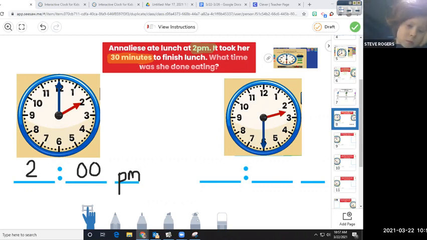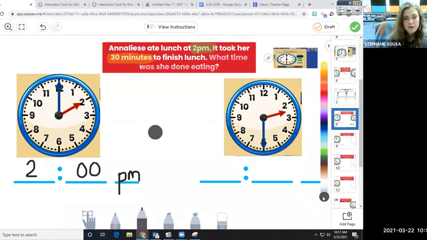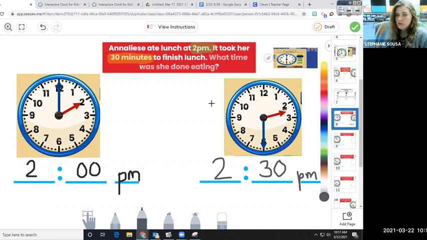Gotcha. Okay, so now that we know our clock shows it is 2:30, we're going to write that down. It is 2:30, and we didn't cross over the 12. We stayed in the 2 o'clock hour, so it is still p.m. We have not switched into a.m. by crossing over that 12.